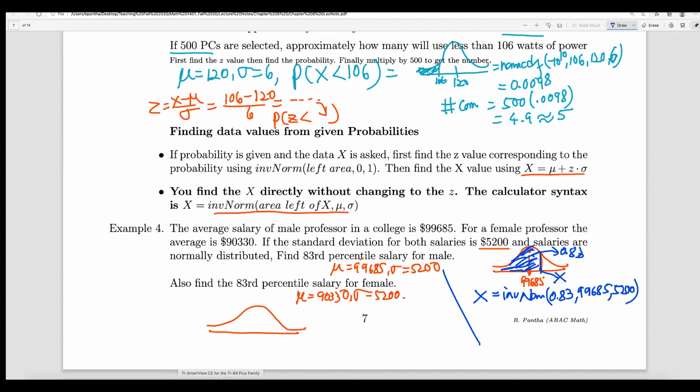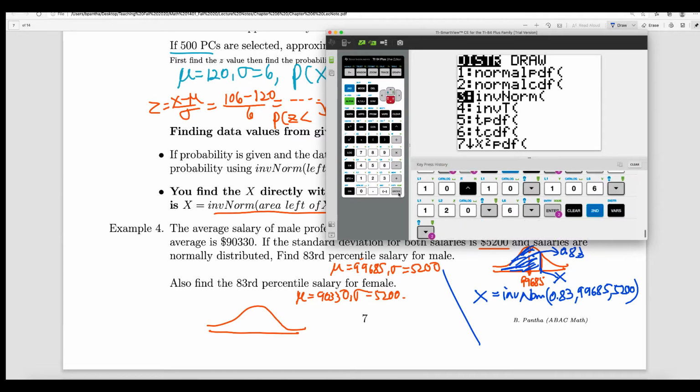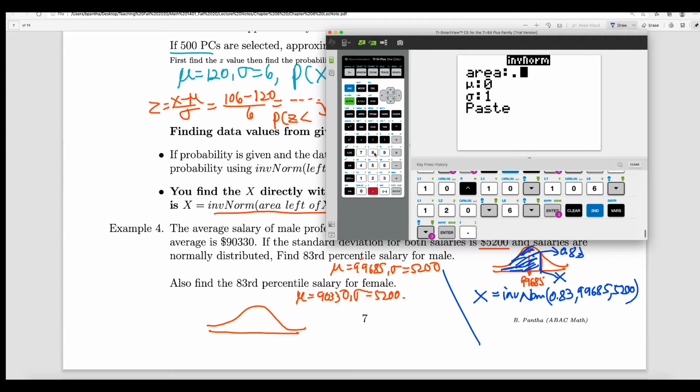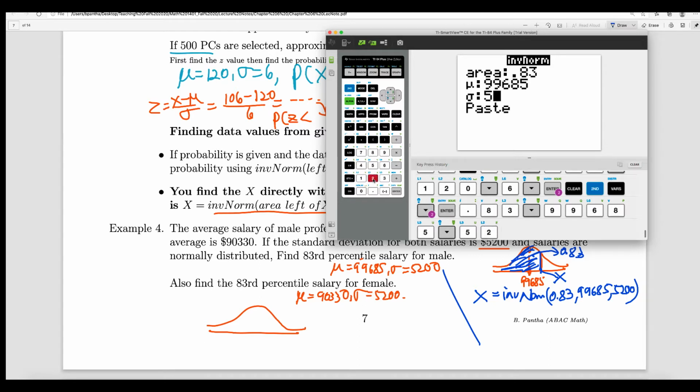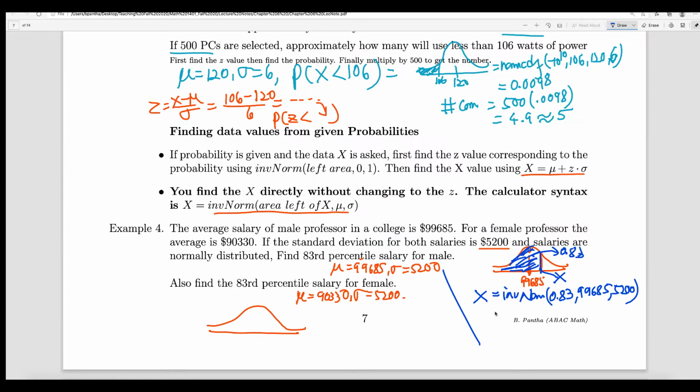So what you do is, we want to find the X value. Second, vars, inverse norm, number 3. Area is 0.83. The mean, mu, is 99685. And sigma is 5200, that is the standard deviation. If you paste that, you will get 104646.